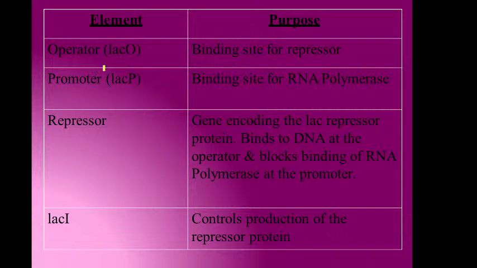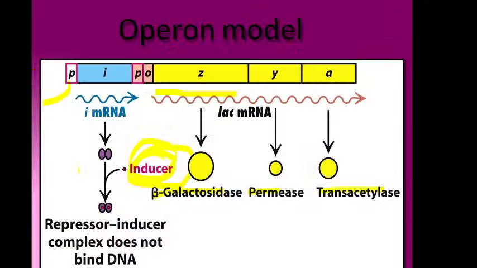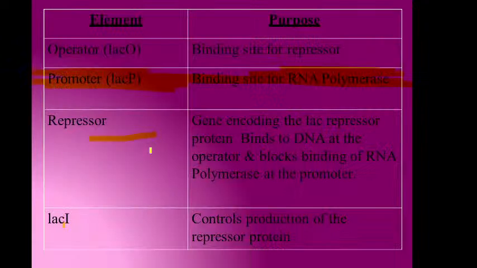So we have the operator, which is before the sequence. Promoters are also before the sequence. We have the repressor also. We have lac I also. The promoter will bind with the RNA polymerase enzyme and they will initiate the reaction. Please keep this in mind. Repressors are also present, and the repressor will repress the reaction. The regulatory gene coding for the lac repressor protein binds to the DNA at the operator and blocks the binding.